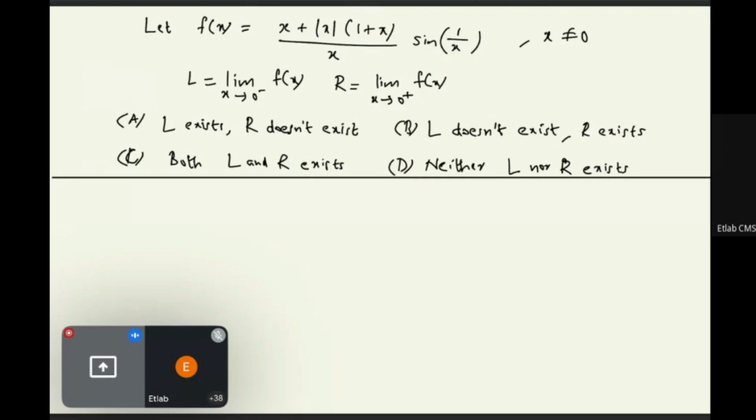From limits. So I hope you can see the problem clearly. So yeah, the function is defined in the following way. f(x) is (x plus mod x) into (1 plus x) divided by x times sine 1 by x, when x is not equal to 0.